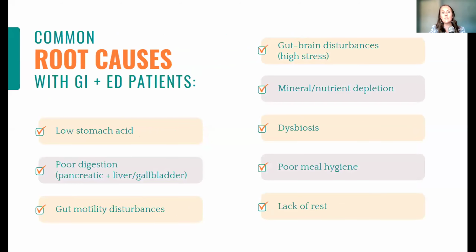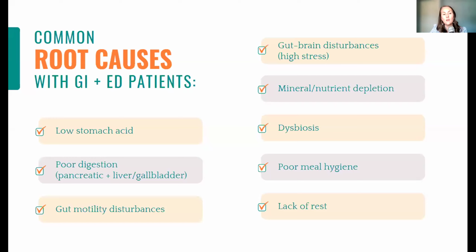So, I want to talk today about some of the root causes that we see that need to be addressed with GI and eating disorder clients. Low stomach acid, I mentioned that. We need our stomach acid to help us break down food, and there's lots of things that we can do to improve stomach acid, which I'll talk about later. Poor digestion. So we rely heavily on our pancreas as well as our liver and gallbladder to help us break down food via various enzymes and bile.